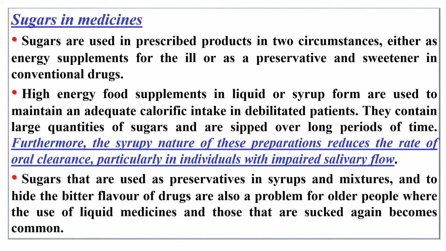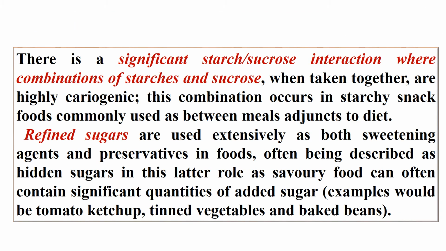Sugars that are used as preservatives in syrups and mixtures, and to hide the bitter flavor of drugs, are also a problem for older people, where the use of liquid medicines and those that are sucked again becomes common. Cariogenic. This combination occurs in starchy snack foods commonly used as between-meal adjuncts to diet.